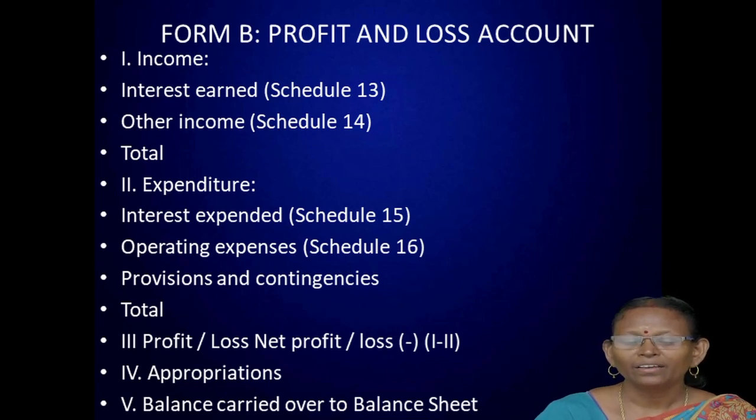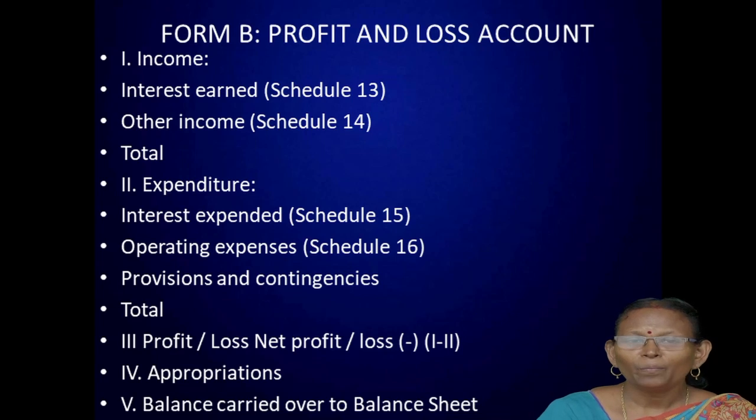Second, we should take expenditure. Expenditure is also taken under two schedules, Schedule 15 and Schedule 16. Under Schedule 15, we should take all the interest expended by the bank. In what ways is the bank giving interest? Interest on savings account, interest on current account, interest on fixed deposit, and interest on recurring deposit paid to the public. So in these ways the bank is spending interest, and all this interest is taken under Schedule 15.